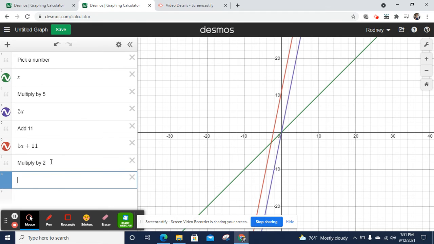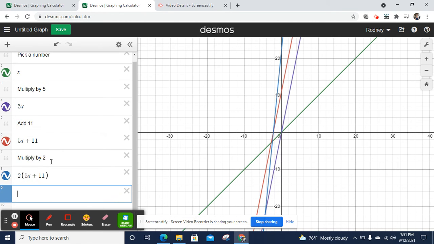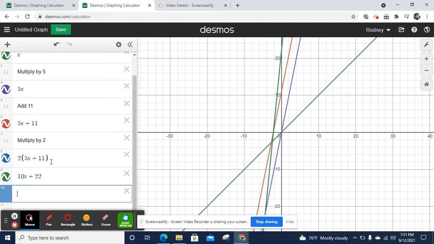So now I've got 2 times 5x plus 11. I'm going to keep track of what I did by simplifying that. So 2 times 5x is 10x, and 2 times 11 is 22. All right, now I'm going to bring in some subtraction, and I'm going to subtract 2.